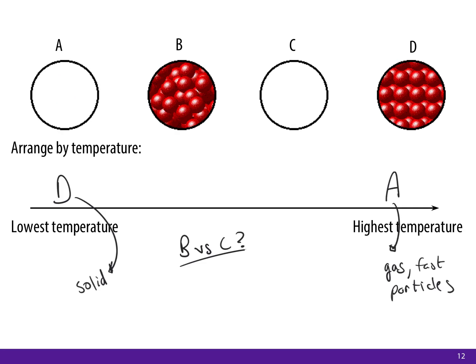Okay, so hopefully you have D at the lowest temperature. That's the solid with the particles moving around very, very slowly. A, the gas with particles moving incredibly fast, would be the highest temperature. But B versus C. C is a gas if we look at the phase, but if you looked at the speed, the particles are moving pretty slowly. So which is the higher temperature? Well, it turns out that C would actually, even though it's a gas, be a lower temperature compared to B. It's perfectly possible to have gases that are quite cold.